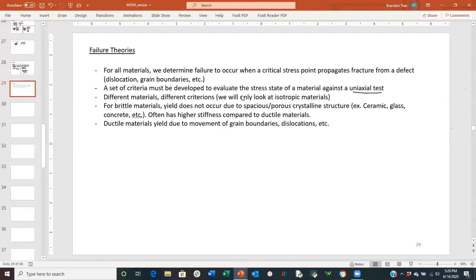The crystalline structure of a brittle material is more porous. It's more spacious. There's more distance between the atomic particles within a brittle material than there is with a ductile material. And typically, if we look at the stress strain curve here, let's say this is a ductile material, and it would have some yield curve like this. A brittle material would typically be stiffer here.